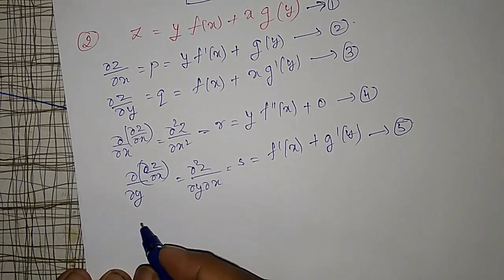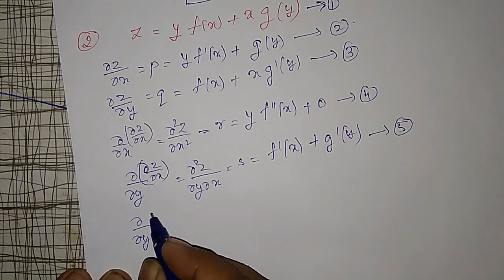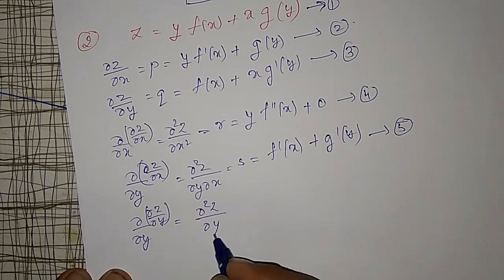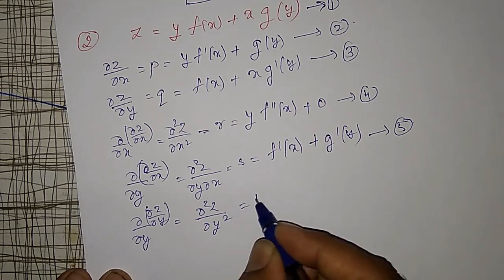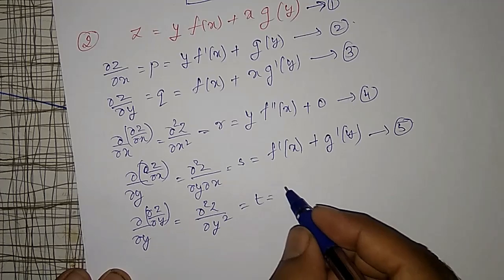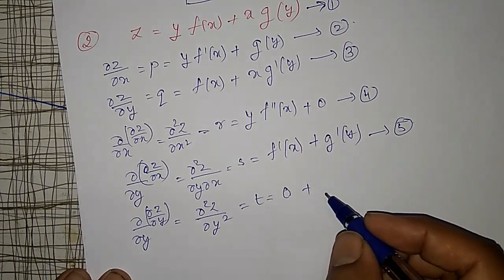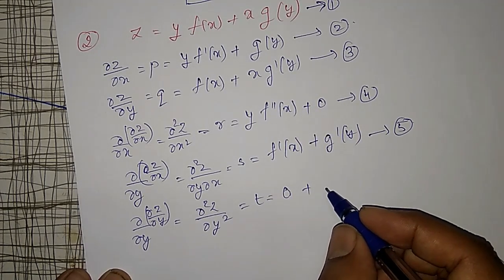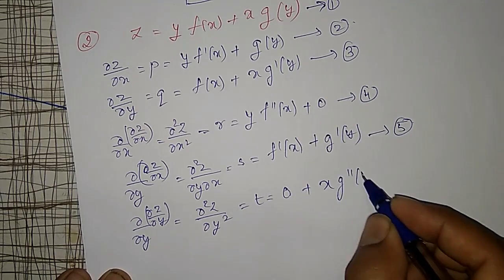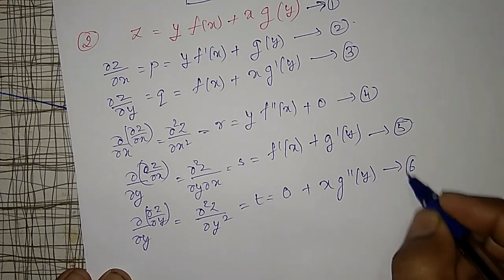Like that, I can differentiate dou by dou y of dou z by dou y, which is equal to dou square z by dou y square. It is t. Differentiating q partially with respect to y again. Therefore f of x is constant, that is 0, plus x into, x is constant, g double dash of y. Let me call it equation number 6.